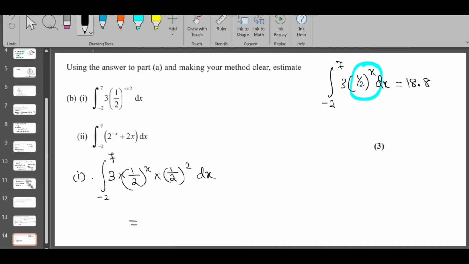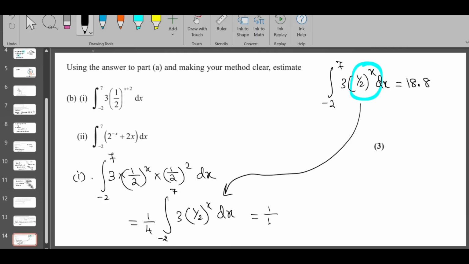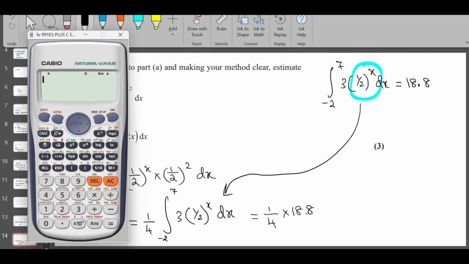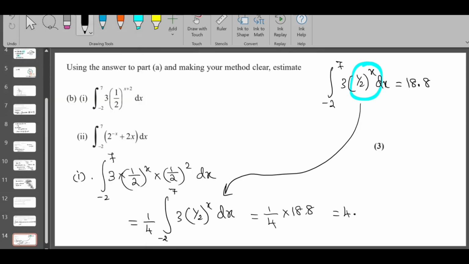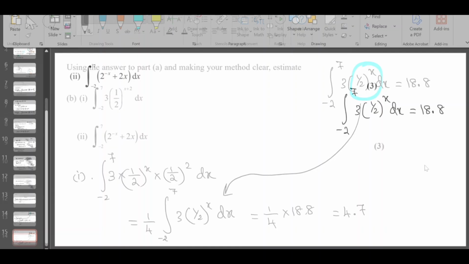And then 1 over 2 square is 1 over 4. I'm going to keep it outside. Integral 3 times 1 over 2 power x dx. If you are wondering why I'm doing this, it is so that I can insert the value here. So 1 over 4 times 18.8. Here we don't use the actual value because they want us to use the answer from part A, which is 18.8 times 1 over 4. 4.7 is the answer.